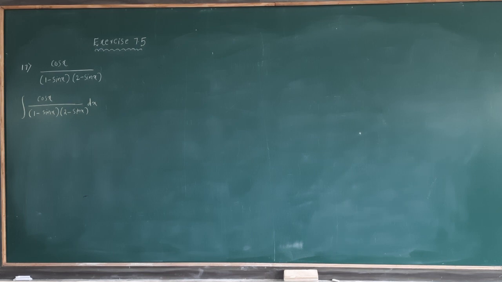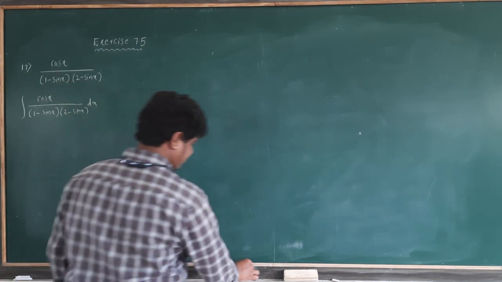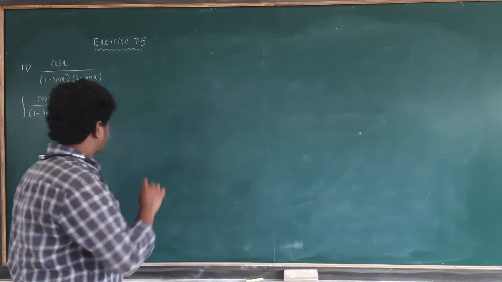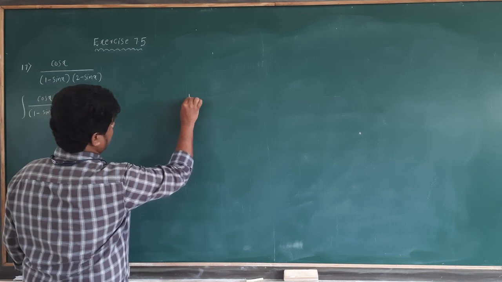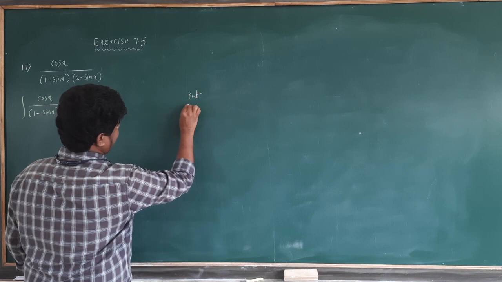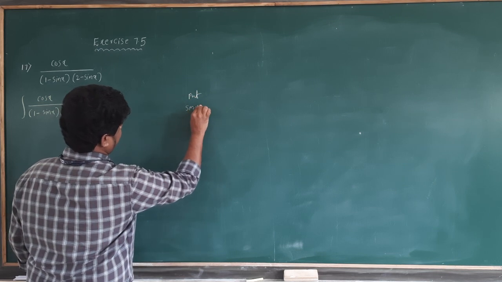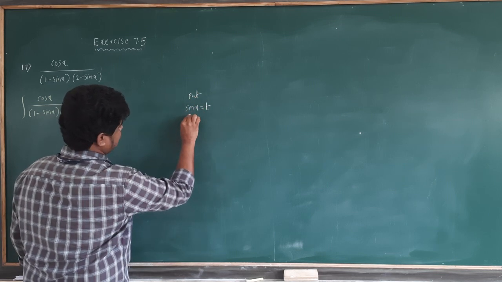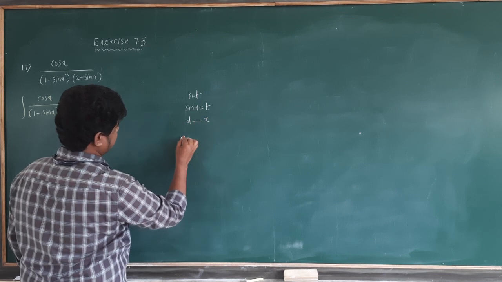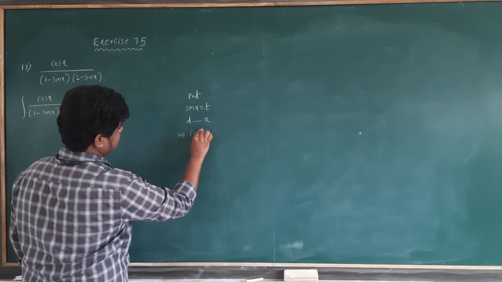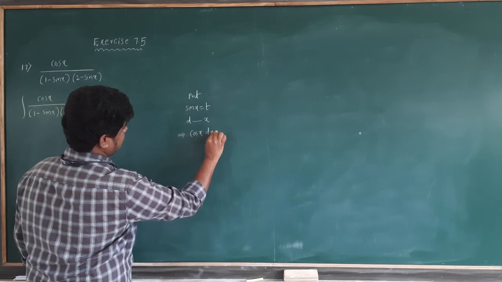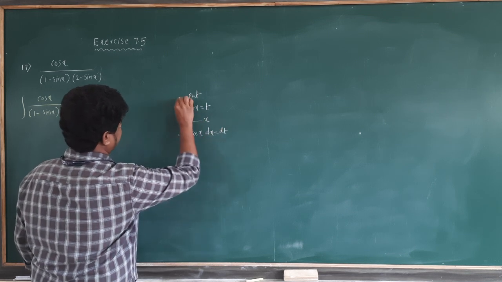Can you see the screen? Okay. Here take the substitution. Sin x is equal to t. Put sin x equals t. Differentiate both sides with respect to x. What is the derivative of sin x? Cos x dx is equal to dt.